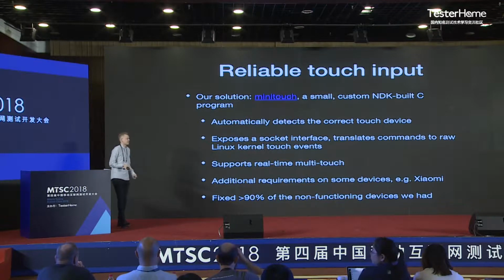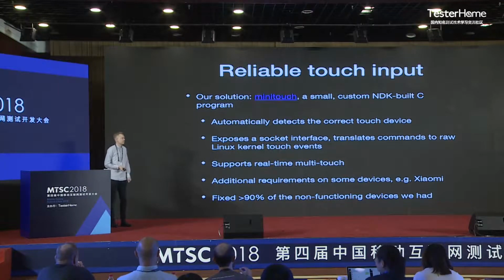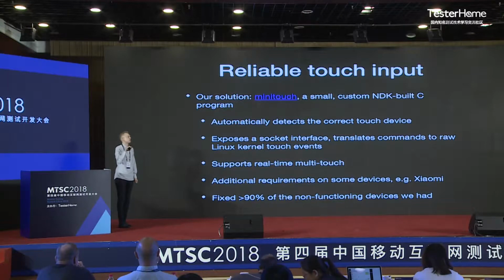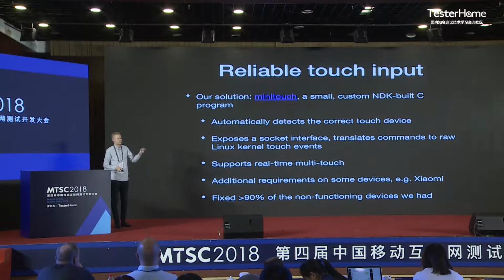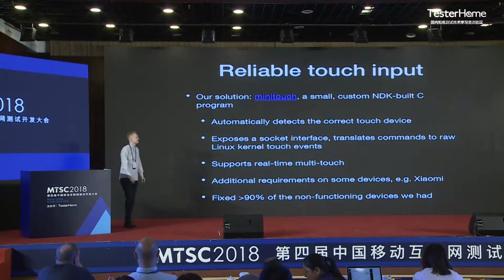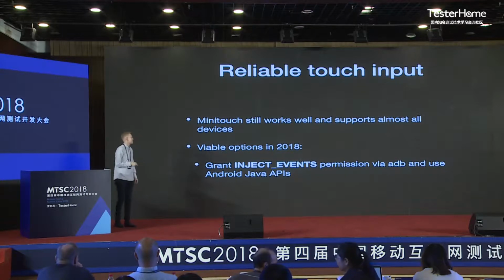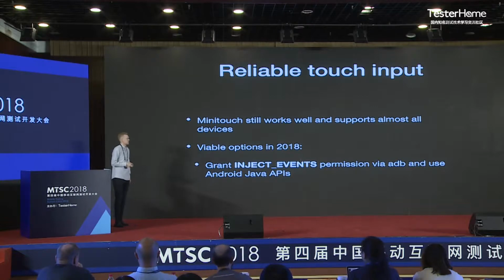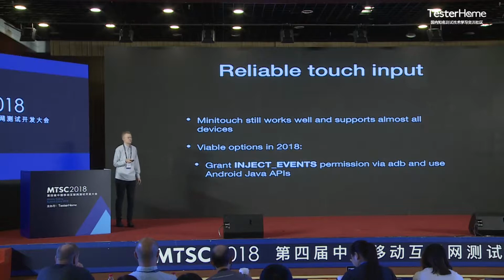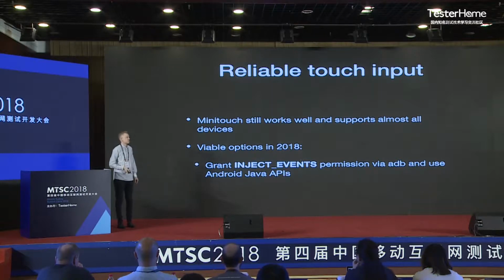It has some additional requirements on some devices like Xiaomi. You have to do this additional setting, which is kind of annoying to do, but you only do it once. And this basically fixes almost all of the problems that we had originally. And it still works well. It's quite nice. You do have some options now. You can use adb shell pm grant to add this additional permission to an application, and then you can use Android Java APIs to inject touch events.